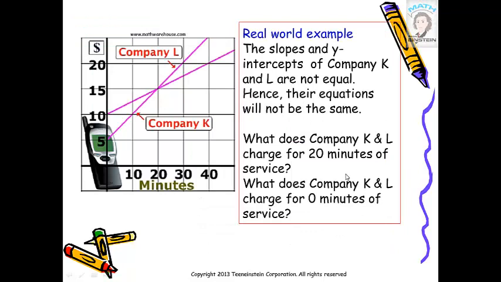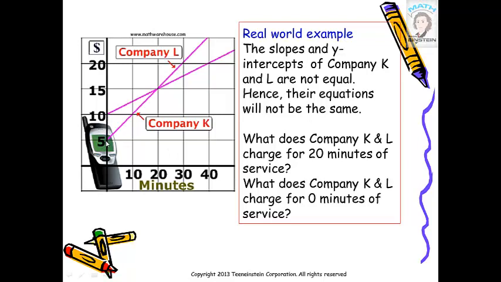Here is an application. There are two telephone companies, L and K. Charges against the time are given in this graph. If you look at the point 20 minutes, both companies charge the same $15. But when there is no usage on your phone, you still have to pay $5 for company K and $10 for company L. This is called the initial value, or we call it the y-intercept.